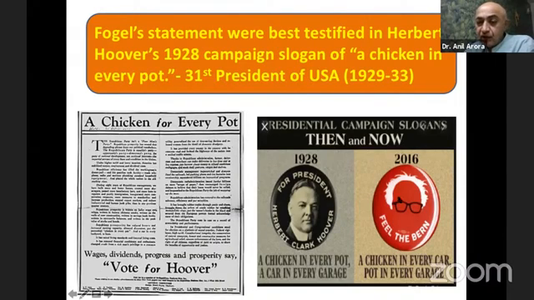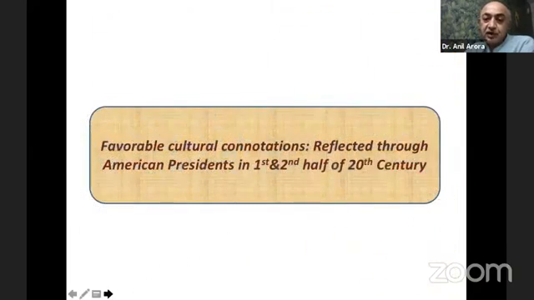But look at what happened in 2016. A chicken in every car and a pot in every garage. Thereby meaning that by 2016, even the presidents and the people in the US have realized how bad it was to be fat. This was further reflected through the American presidents in the first and second half of the 20th century.